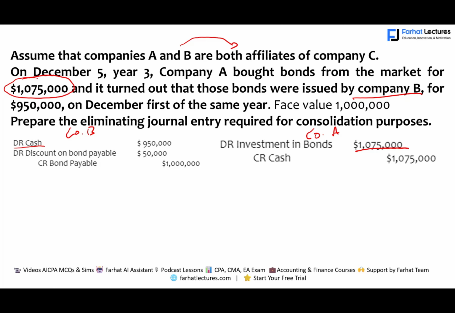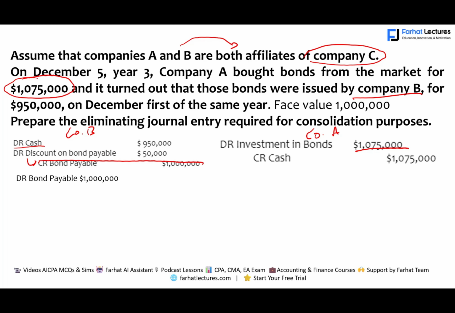Now, company C, basically the affiliate, will have to prepare the consolidated financial statement and make sure to eliminate all the entries. So the first thing we have to do is technically we retired the bond. So this bond is gone. So we have to debit bonds payable. We have to eliminate this bond from company B and from the affiliate altogether.